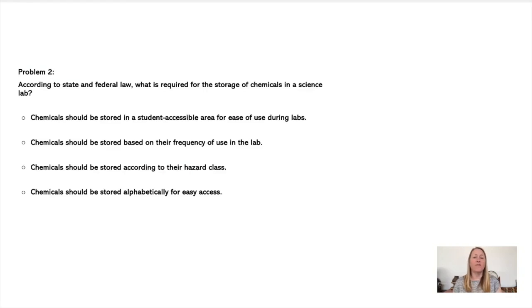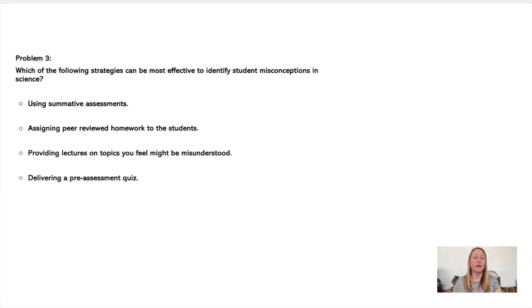Storing chemicals alphabetically, by frequency of use, or in student-accessible areas does not account for potential hazards and is therefore incorrect. The correct answer is state and federal laws require that chemicals be stored according to their hazard class to prevent dangerous reactions. Which of the following strategies can be most effective to identify student misconceptions in science?